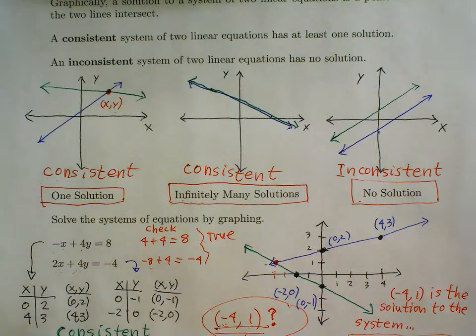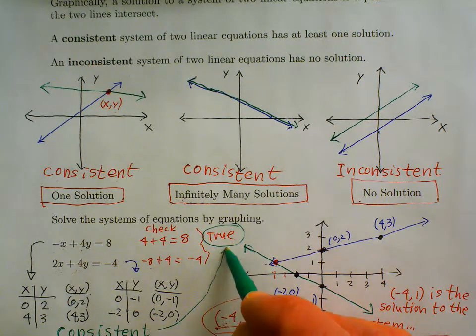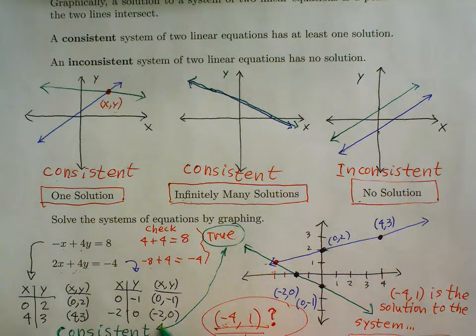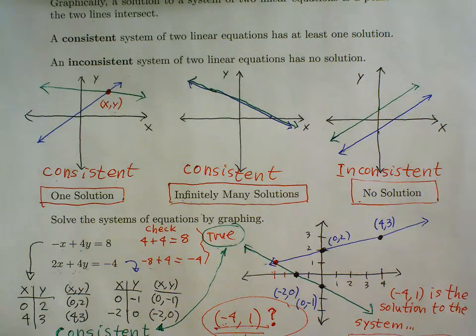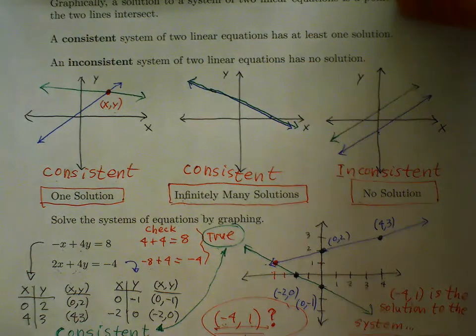So one reason that consistent is used is because the word consistent coincides with a true statement when we verify that we have a solution. So in other words, something that's true is consistent with reality. Let's look at the next example.